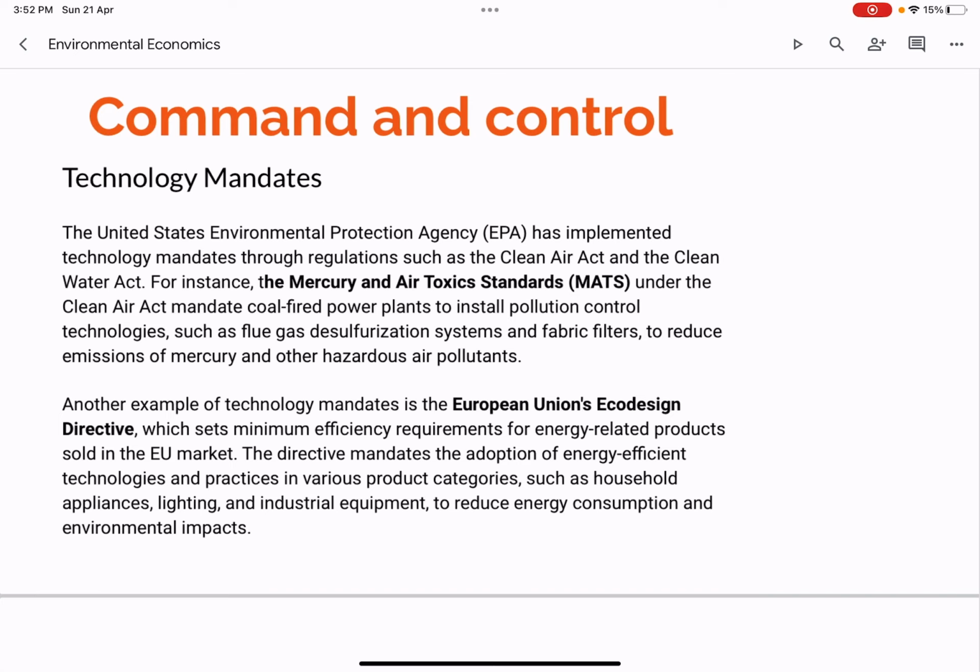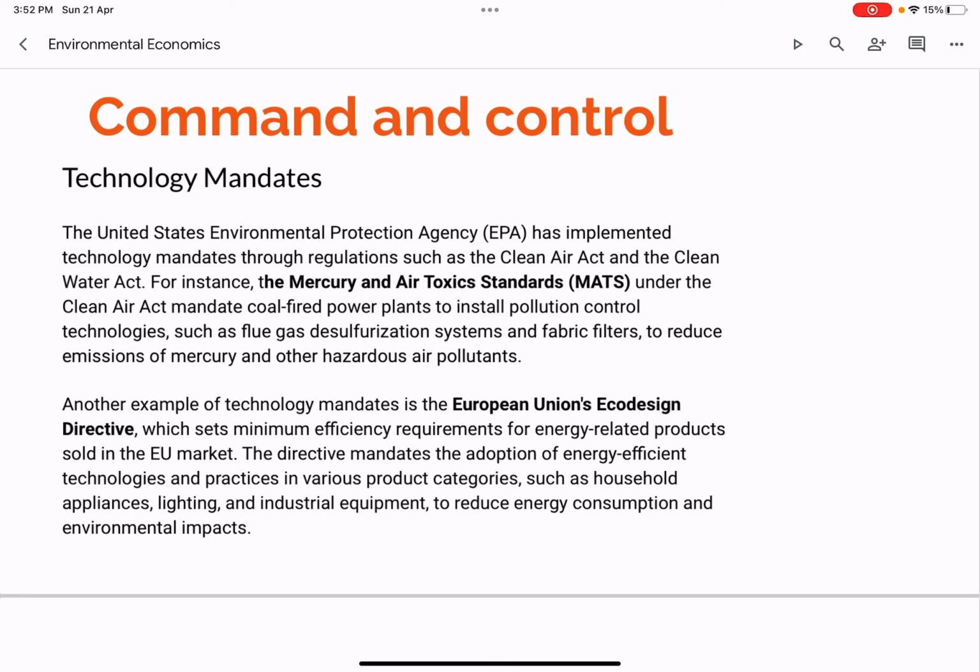In the United States, for example, EPA again has a mercury and air toxic standard, again under the Clean Air Act, which makes the coal power plants install pollution control technologies. And which are those? Like flue gas desulfurization system, fabric filters, and these are to take care of the mercury and other hazardous air pollutants.